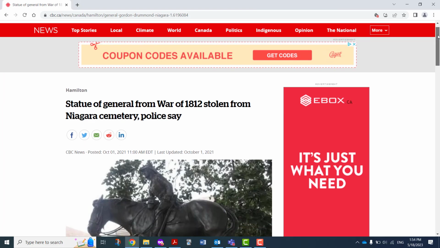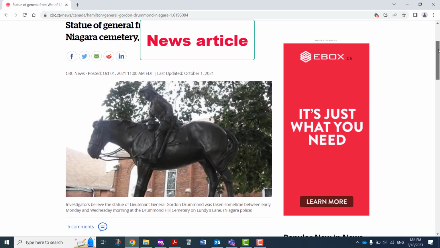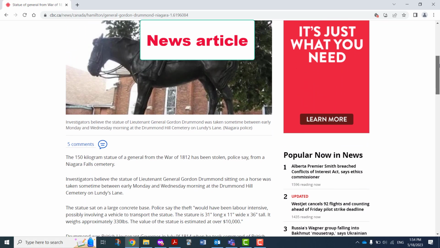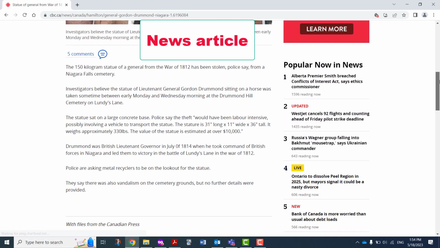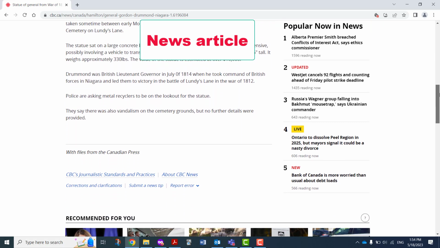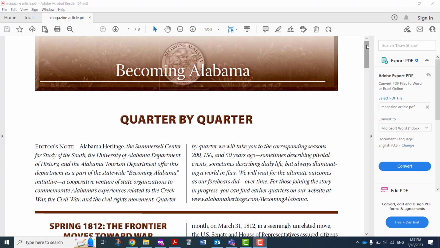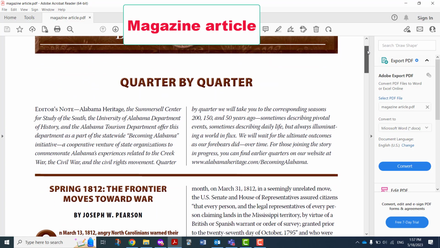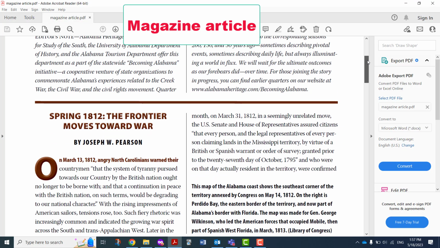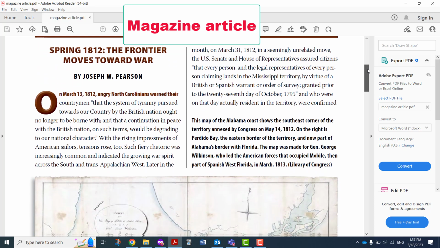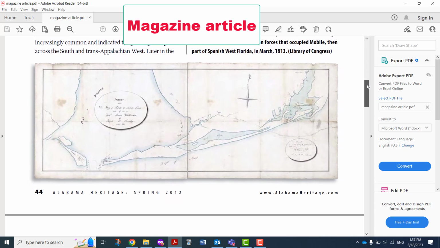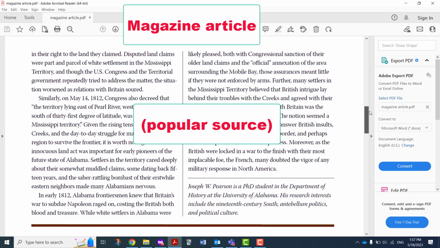You're probably familiar with this first kind of article. It's a news article. You can easily find these on news sites through Google or in newspapers. News sites are popular sources. This second article is a magazine article. You've likely seen these in stores and waiting rooms, but some are online. Magazines are popular sources too.